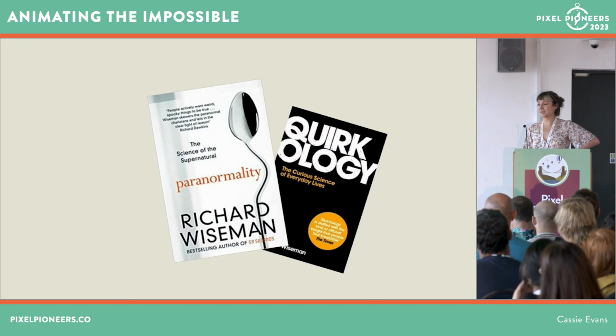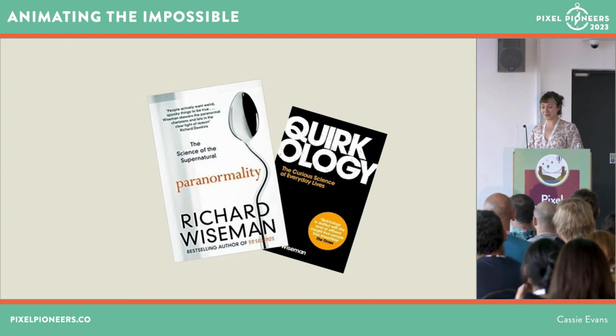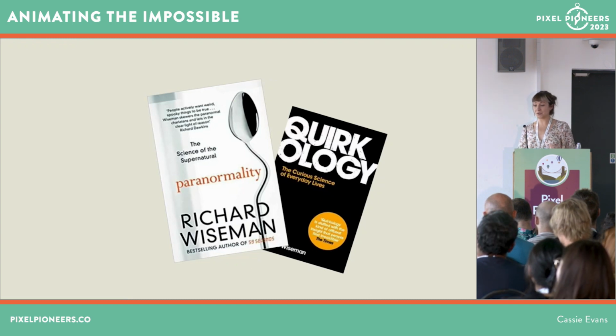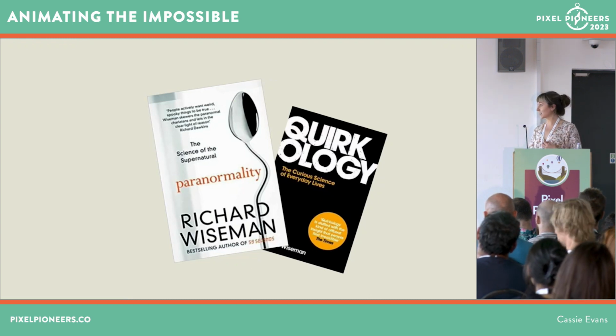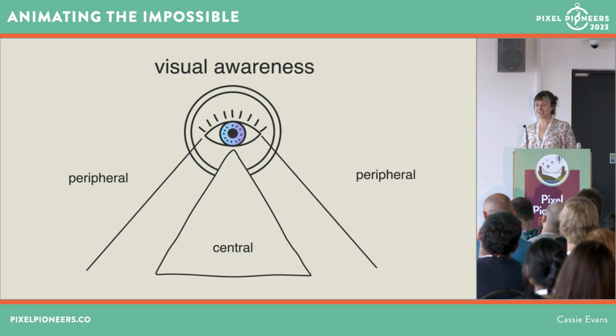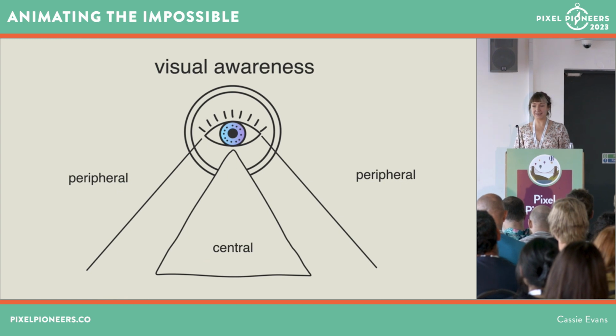So Richard Wiseman is really great. He's one of my favorite authors, people in general. He's a psychologist and a magician, and he's written a bunch of books, unsurprisingly, on the psychology behind why we believe certain things, like believe in the supernatural or get fooled by magic tricks. And when I was researching this talk, I realized there was a decent overlap between some UX research I'd read about and the psychology of magic in one of his books.